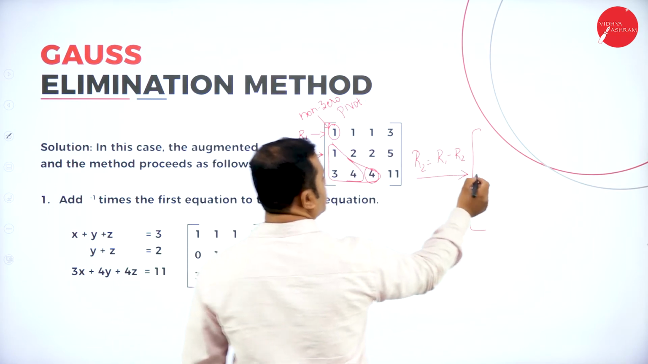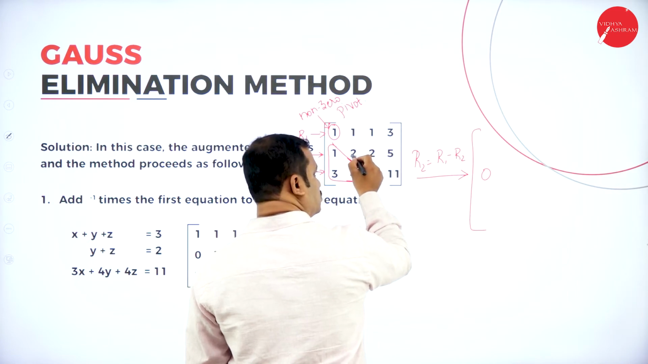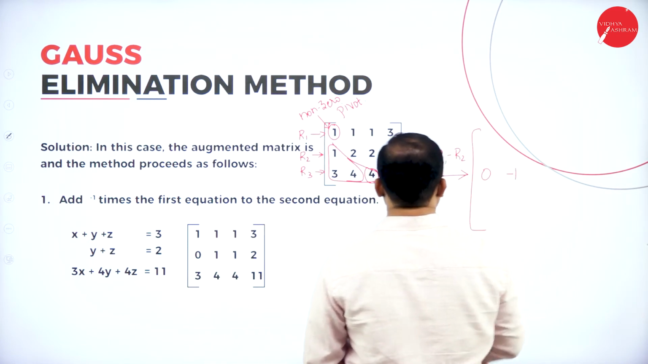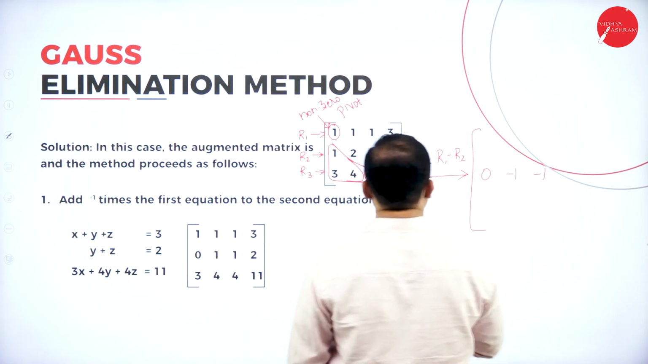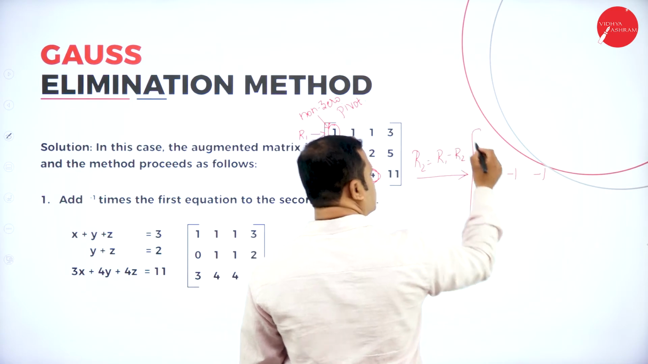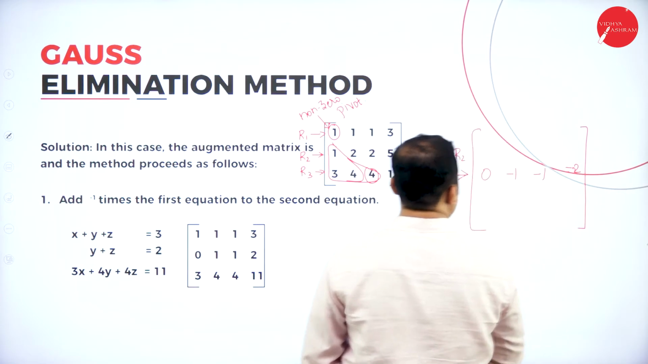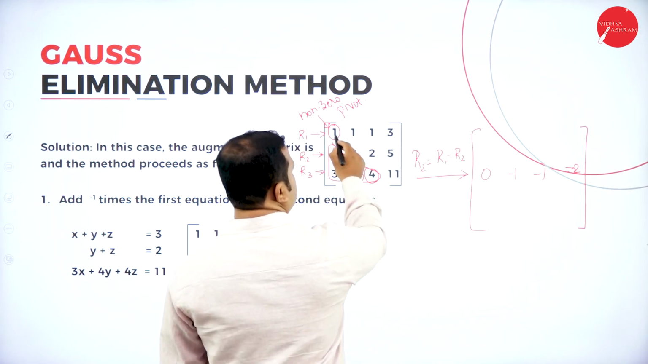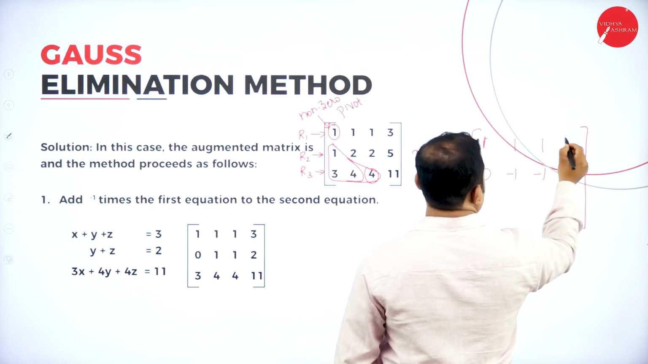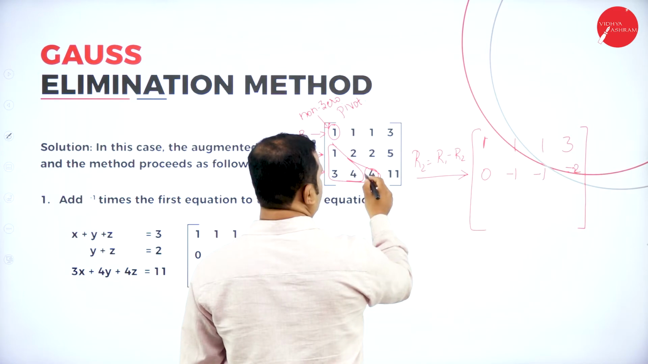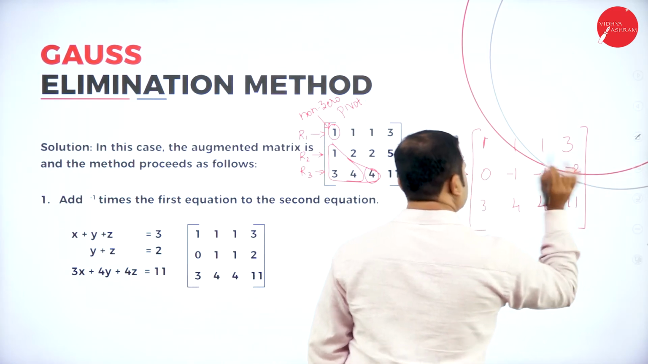R1 minus R2 assigned to R2. 1 minus 1, that leads to 0 here. 1 minus 2, that leads to minus 1. 1 minus 2 again leads to minus 1. 3 minus 5 leads to minus 2. Next, we have the same row, that is 1, 1, 1, 3 in the first row, and 3, 4, 4, 11 as it is.